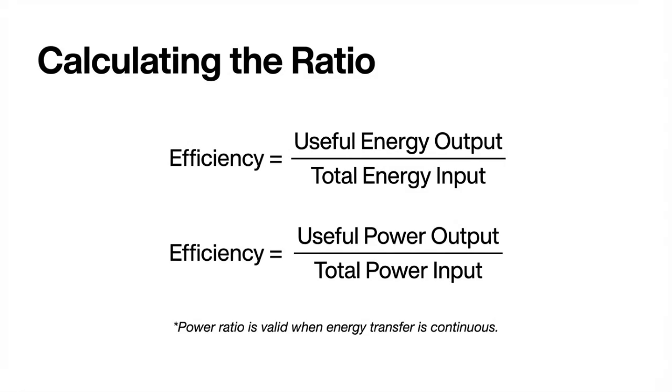Efficiency is calculated as the ratio of useful energy output to the total energy input. This means you divide the energy that actually does the work you want by the total energy supplied to the system. Similarly, when dealing with power, efficiency is the useful power output divided by the total power input. However, it's important to note that the power ratio is only valid when the energy transfer happens continuously over time, ensuring a steady comparison between input and output. This helps us understand how well a machine or system converts input into useful work without wasting too much energy.